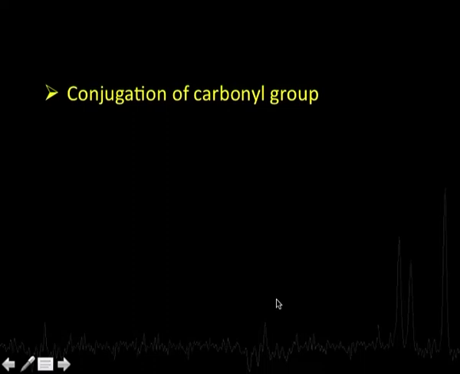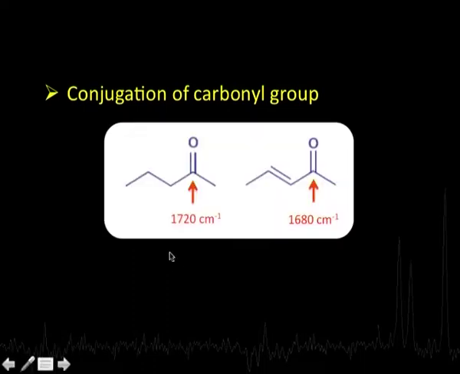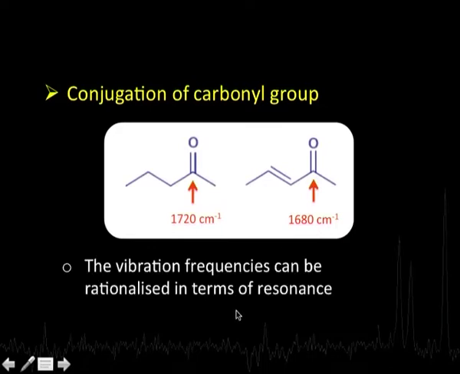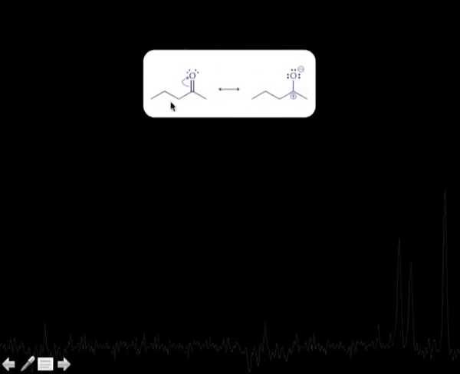Now, let us look at some examples here. Say a carbonyl group. We have an isolated carbonyl group having a vibration frequency of about 1720 centimeter inverse. But suppose this happens to be conjugated with the double bond, the vibration frequency becomes about 1680 centimeter inverse. And this decrease can be rationalized in terms of resonance. Let us look at the structures here. These are the two resonating structures for our isolated carbonyl group. This structure has charge separation and this structure is without any charge separation, and this is the predominant structure. This also contributes, but to a very small extent, and there are only two possible resonating structures over here.